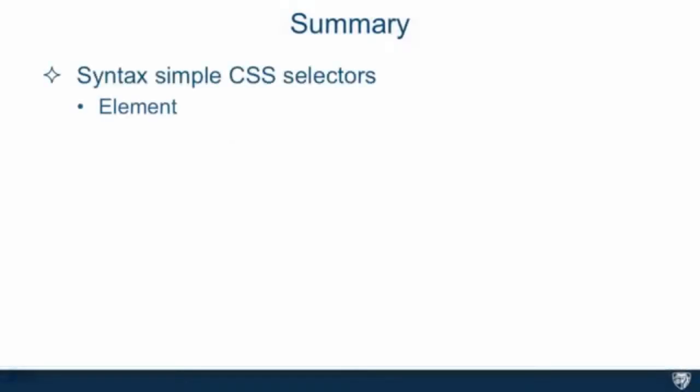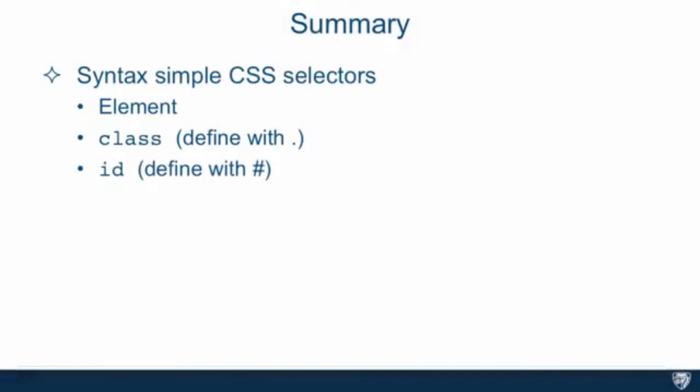In summary, we spoke about the syntax of simple CSS selectors. We spoke about the element selector, the class selector that you remember to define with a dot right in front of the name without the space, and the ID selector that you define with a pound sign right before the value of the ID in the HTML page, again without the space in between. Next, we're going to talk about combining selectors to create a more targeted selection within the document object model.